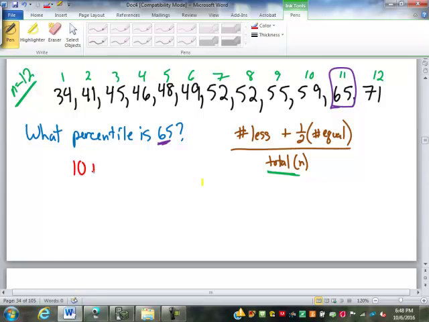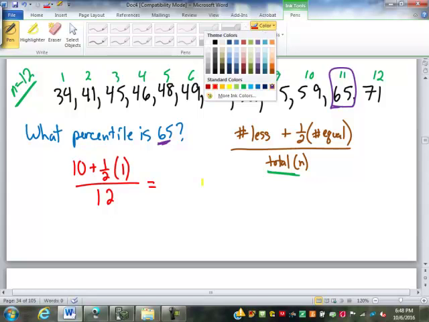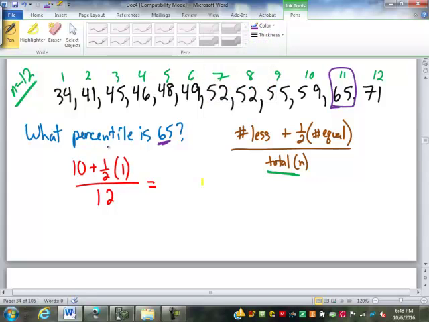So to do this calculation, how many numbers in that list are smaller than 65? 10 of them. Plus 1/2 how many of them are equal to 65? 1, just the one 65. Divided by 12. So now it's a little bit of an order of operations problem. Up here, 1/2 times 1 is just 1/2, or 0.5 if you want to do it that way. 10 plus 1/2 is 10.5, or 10 1/2.